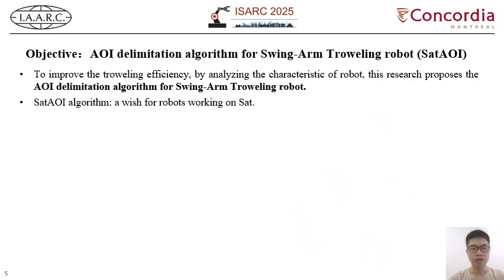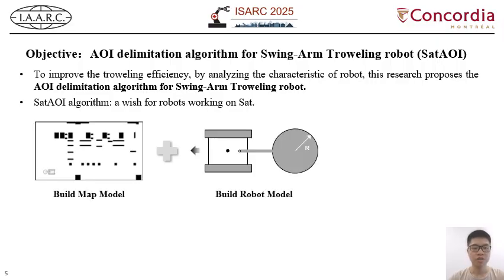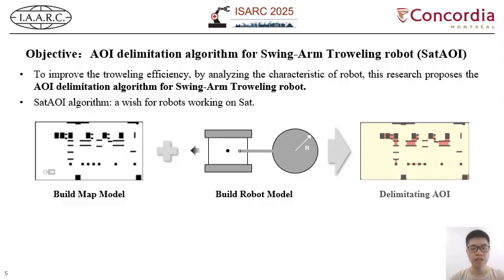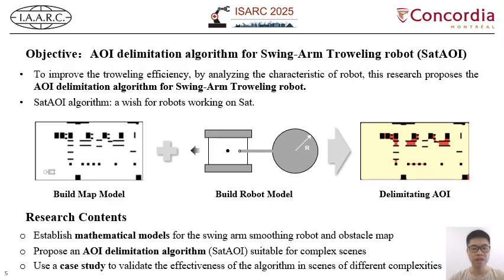So, our objective is proposing an AOI delimitation algorithm for swimming arm troweling robots to improve the troweling automation level, which we call the SatAOI algorithm, a wish for robots working on Saturday. Our research contents include establishing mathematical models for swimming arm troweling robots and obstacle maps, then proposing the SatAOI algorithm suitable for construction scenes, and validating its effectiveness through a case study in scenes of different complexity.